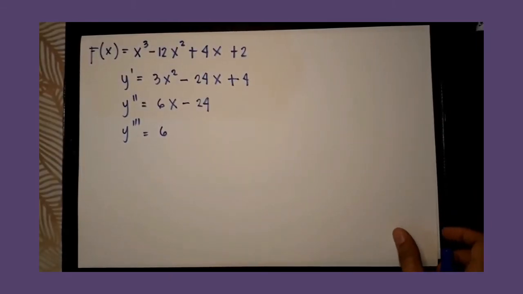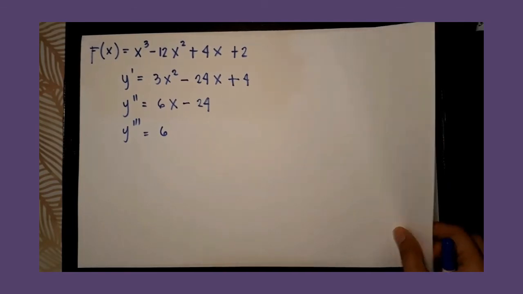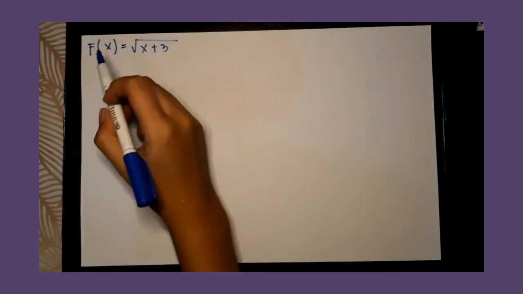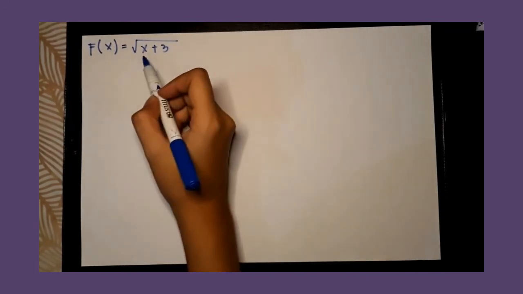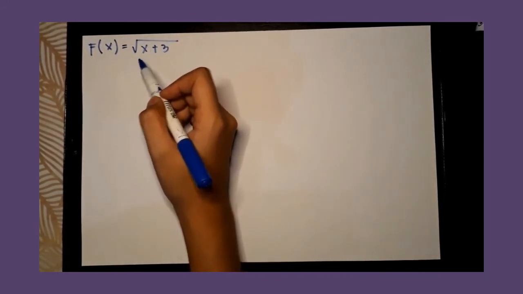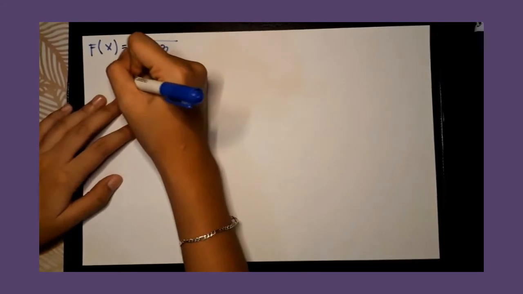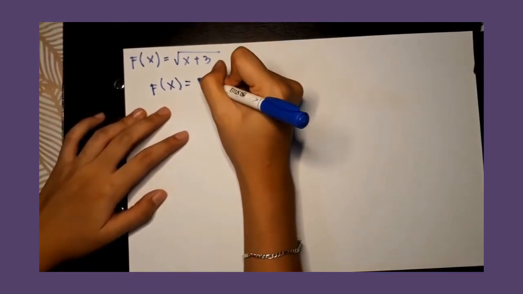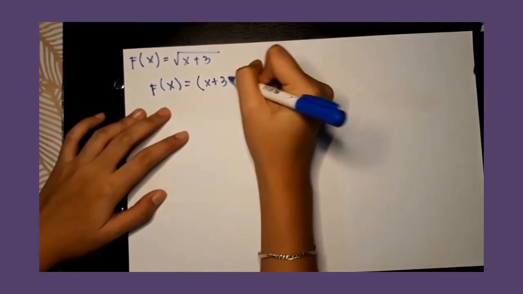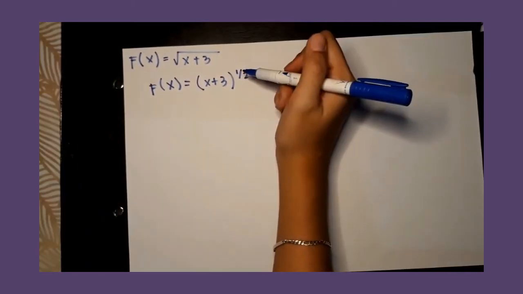So next, let's proceed to our second example. We have f of x is equal to the square root of x plus 3. Since it is a radical, first we need to rewrite this into exponential form. So we have f of x is equal to open parenthesis x plus 3 close parenthesis to the power of 1/2.